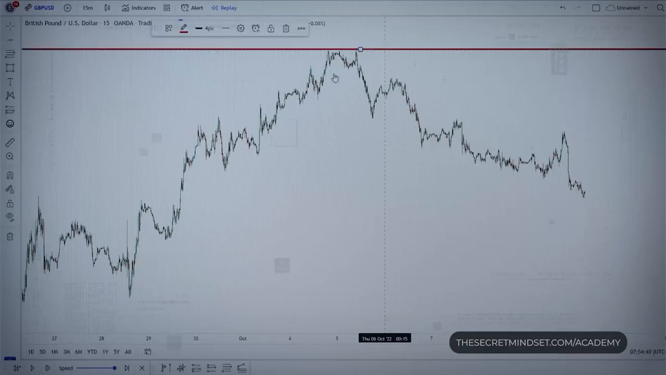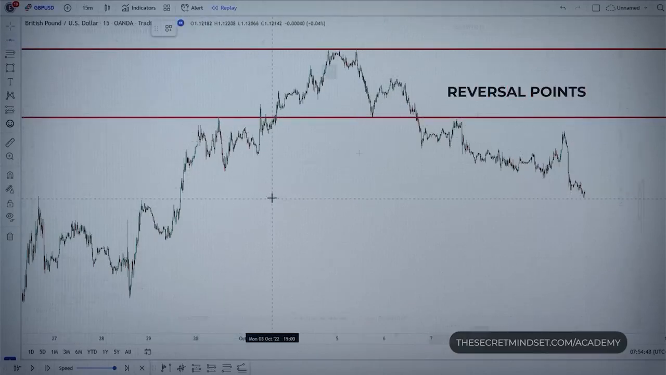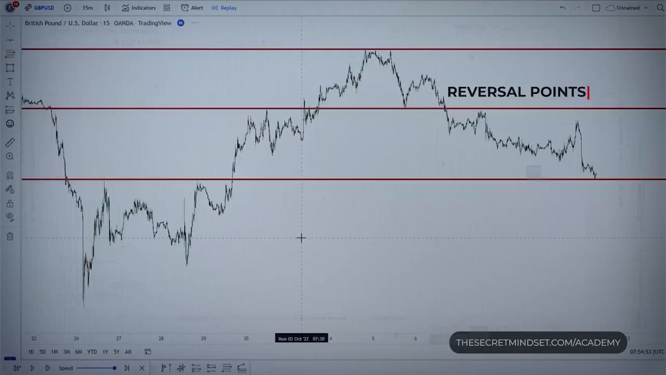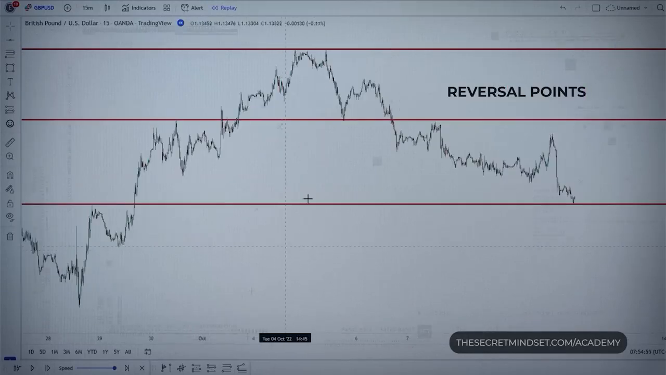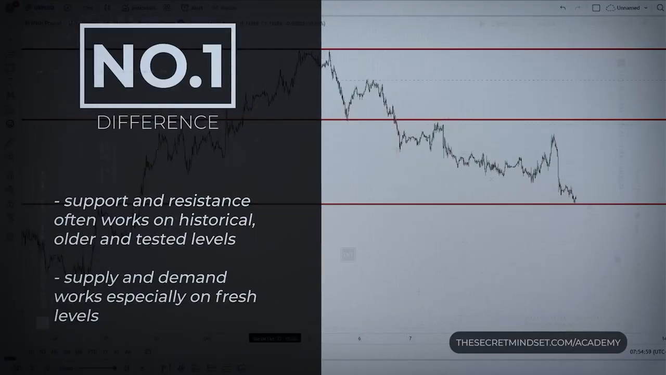Now, support and resistance levels and supply and demand areas are two different trading concepts that are very similar. They both indicate points where the price can reverse, and you can find them everywhere on the charts. The big difference between the two is that support and resistance often works on historical, older, and tested levels, while supply and demand works especially on fresh levels.